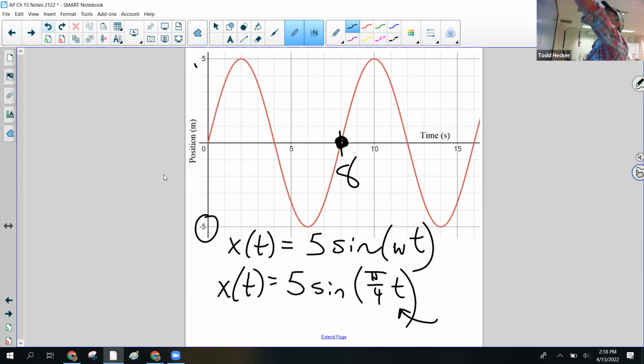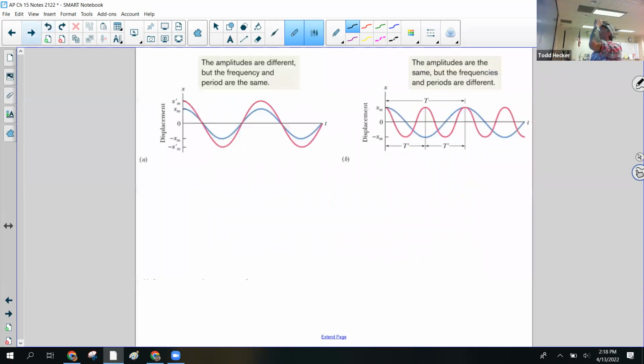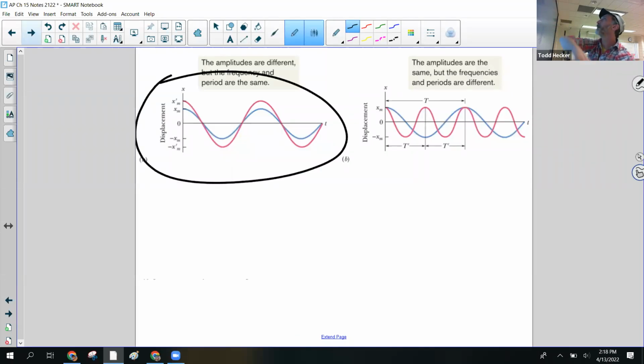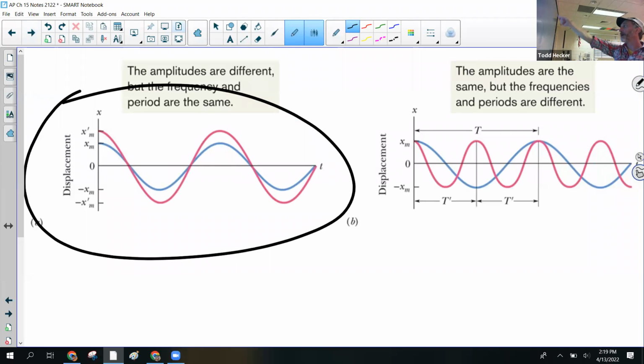All right, so what are some different things you could have? Here we've got 2 different graphs, a pink graph and a red graph. Let me embiggen those so you can see them a little better. Here the pink and red graphs are the same, right? They have the same period. The only difference is they have different amplitudes. The pink one has an amplitude of x prime m, whereas the blue one has an amplitude of just xm. The prime is just notation. It doesn't mean derivative. So it's just 2 different xm's.